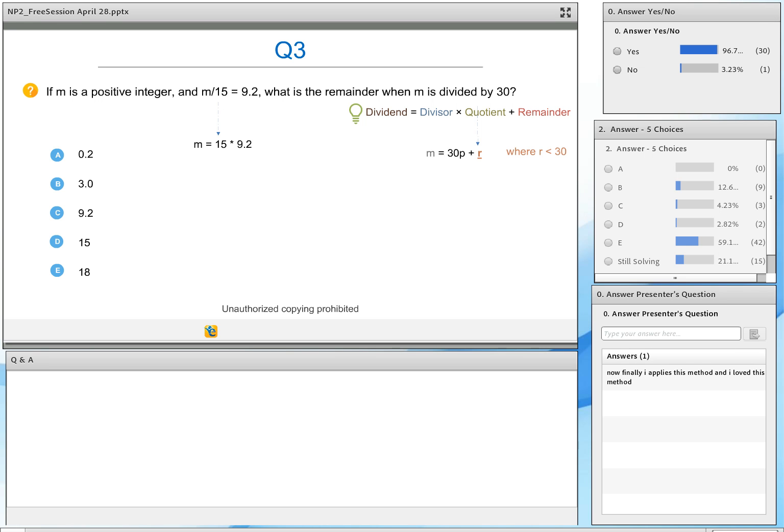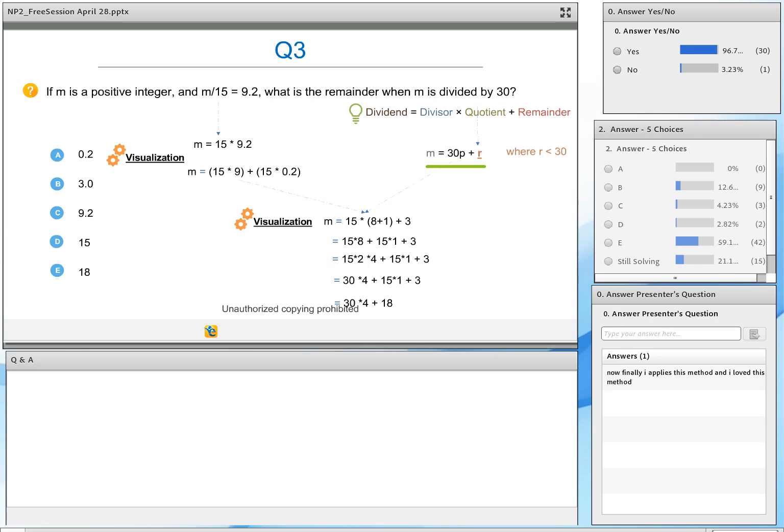So m is equal to 30p plus r. That is the equation that we need to get to, that is the final form of the equation. m is equal to 15 into 9.2. So this is what I get over here. Now simply do the visualization. Now here you have to do a bit more processing. And you finally get to the value of m as 30 into 4 plus 18. So you have to do a bit more processing over here, and again, that's where this skill comes about.